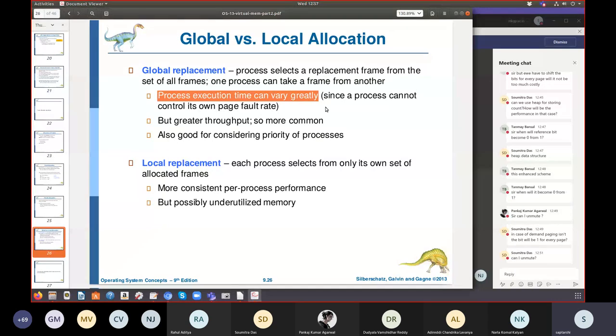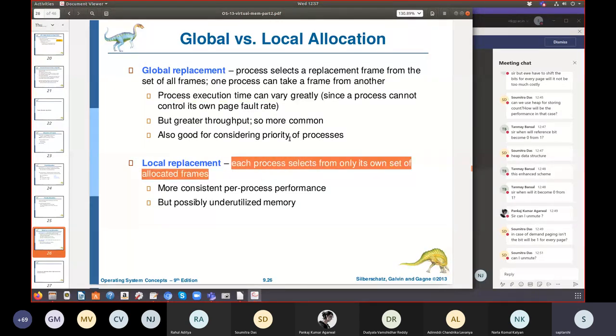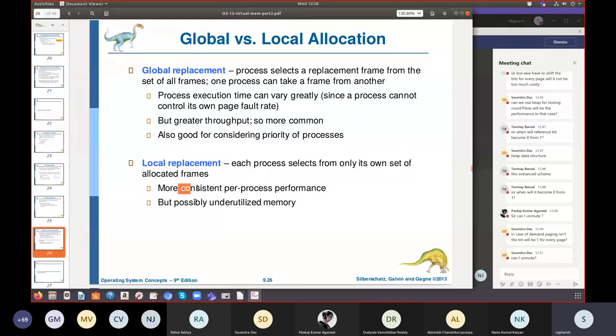And the other scheme is local replacement. This is that each process selects from only its own set of allocated frames. That means if process PI has a page fault, one page from process PI itself will be replaced. So this has concerns like underutilized memory and so on. However, it's more consistent per process performance. That means every process can actually control how many page faults it will have, because it exactly knows how many pages it has in memory and so on.